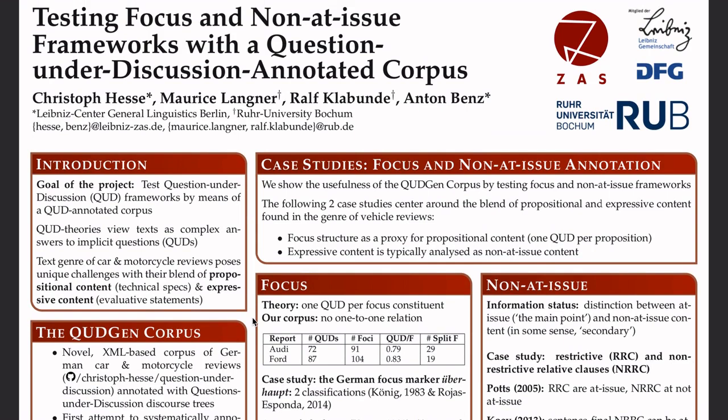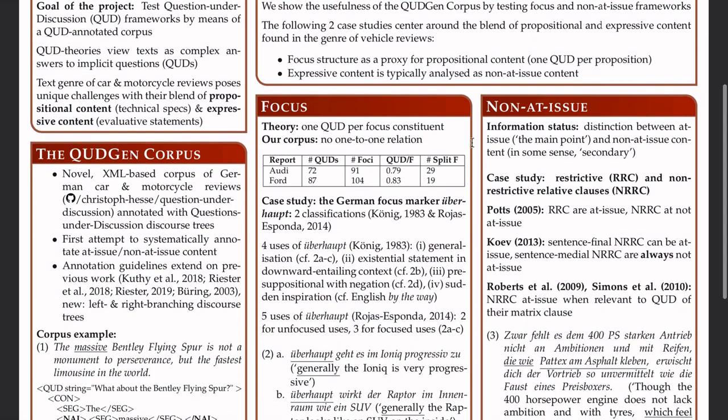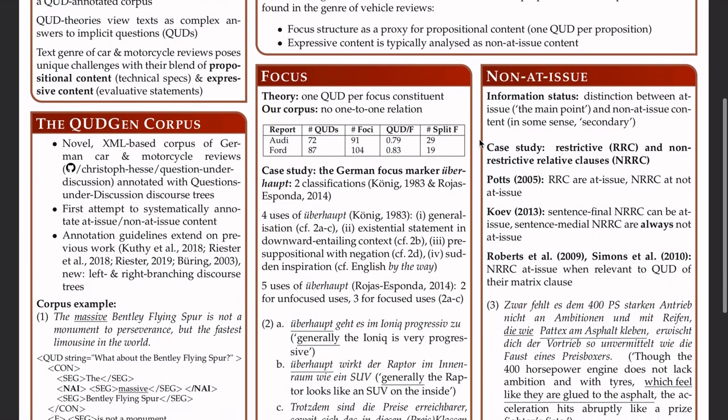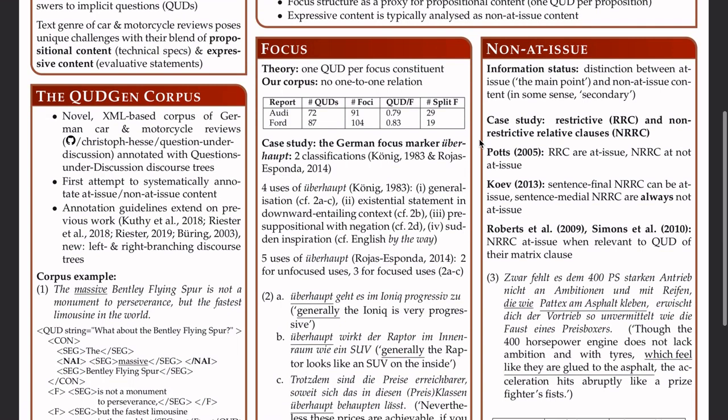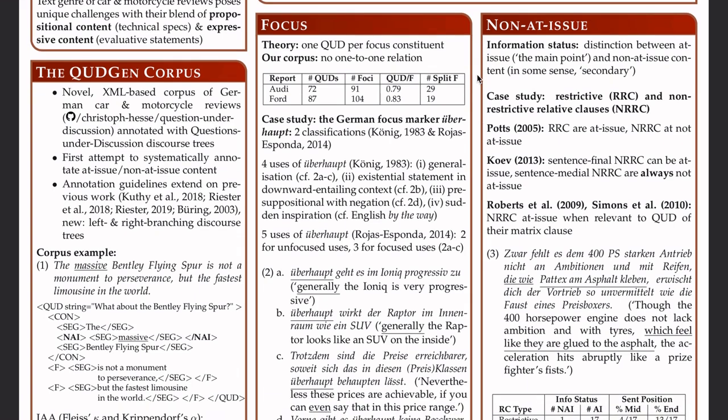So for focus, theory would assume there is one QUD per focus constituent, but instead in our corpus we find no one-to-one relationship. The primary reason being enumerations. So we have distinct information units, each a focus constituent, enumerated to answer a common QUD, right? That's the primary reason. So you have multiple focus constituents, which are all semantically distinct and still associated with one QUD. So in the table you can see two reviews of two vehicles, an Audi and a Ford. Notice that the number of foci in both texts is higher than the number of QUDs.